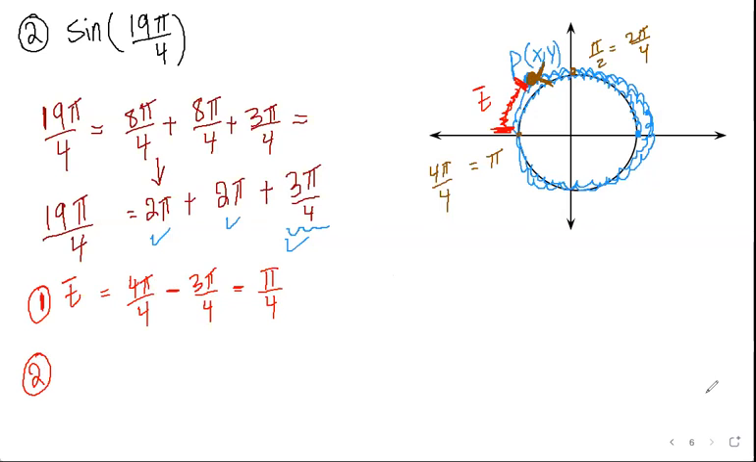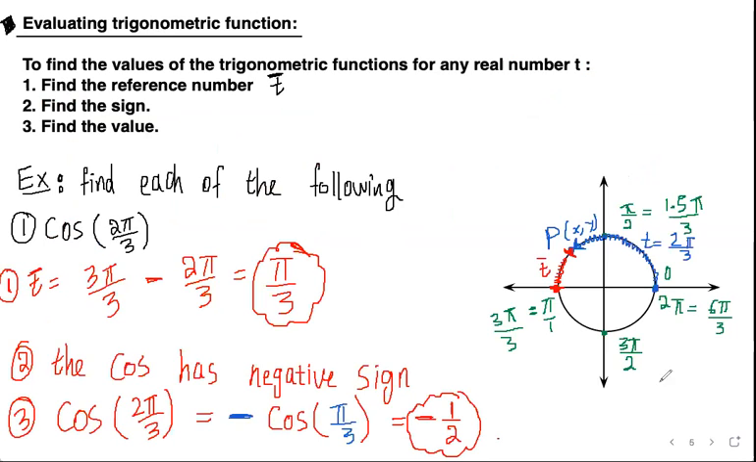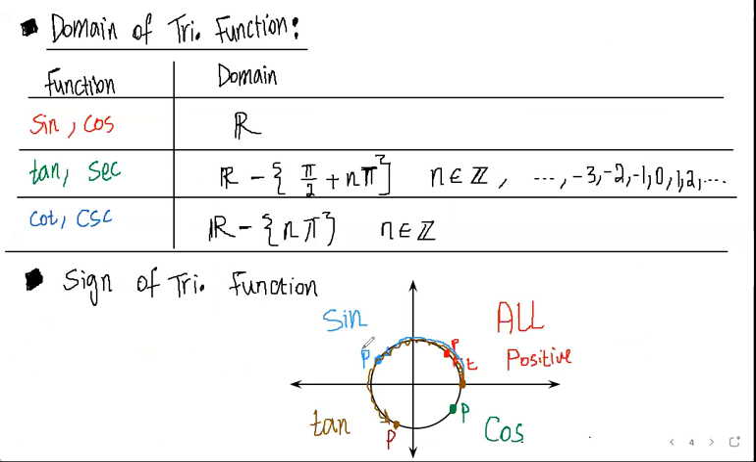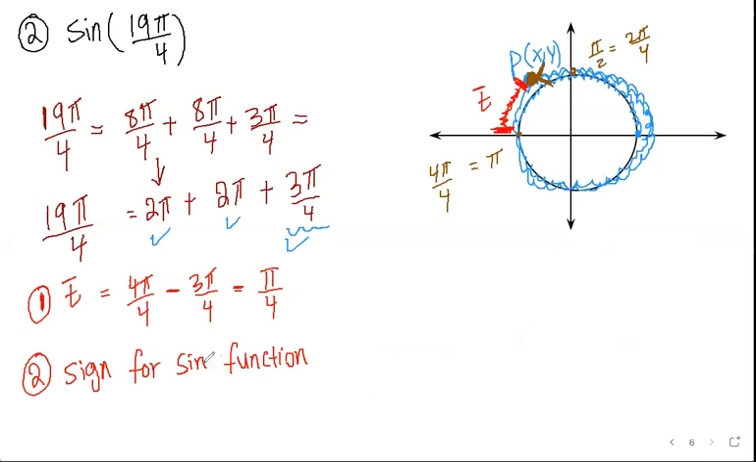Number 2. Find the sign. What is the sign of the sine function for the second quadrant? For the second quadrant, it is positive. The sign is positive here. Look, all sine, tan, cosine. All students take calculus. So the sign is positive for the second quadrant. So the sign for the sine function is positive.